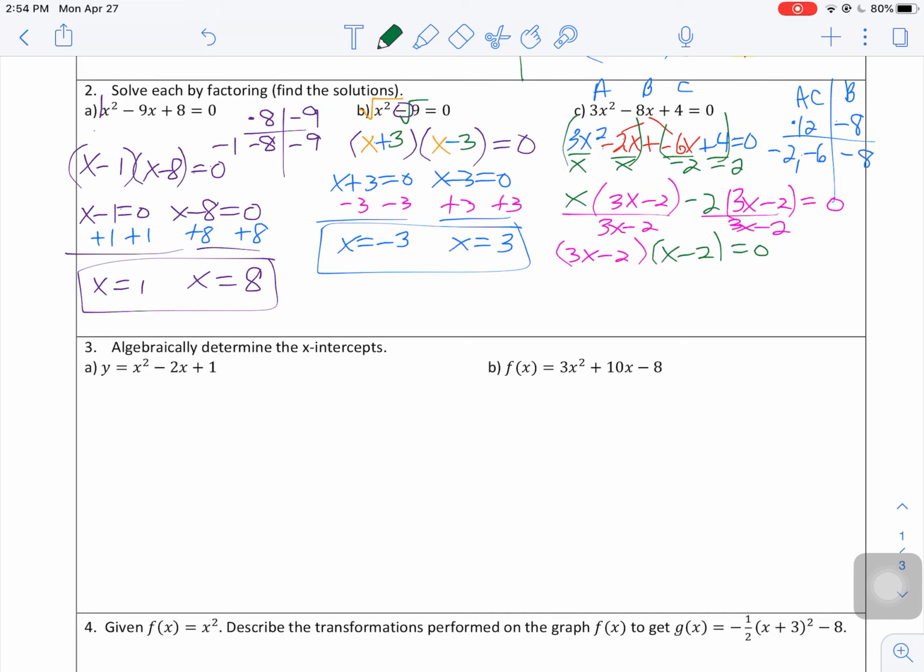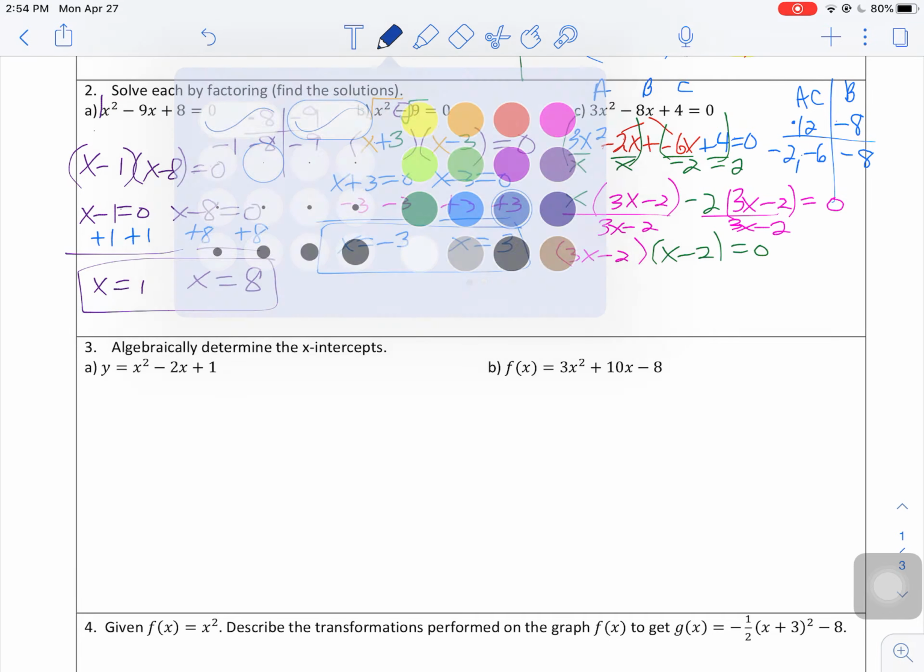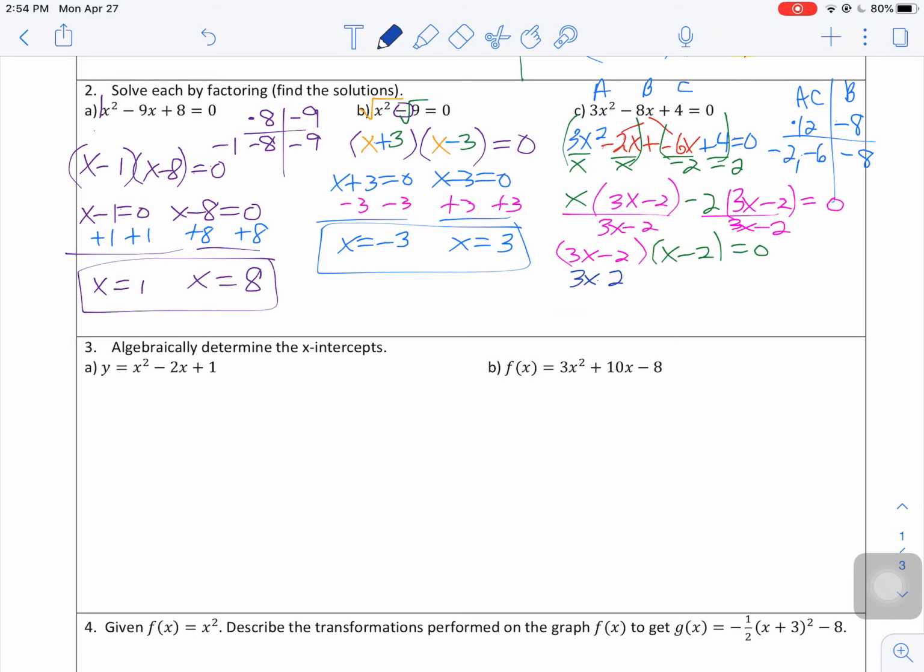Now that everything's completely factored, you're going to set each factor equal to 0 and solve for x. So on that equation on the left, just add 2 to both sides and then divide by 3 to undo multiplication. So x equals 2/3 for one answer, and then just add 2 on both sides for the other equation, x equals 2 for the other answer.